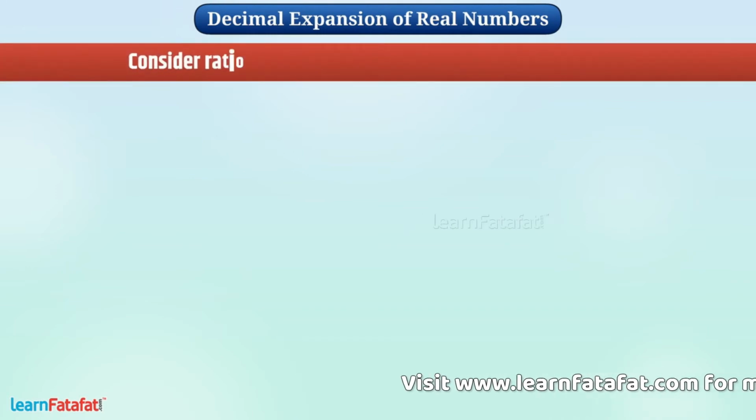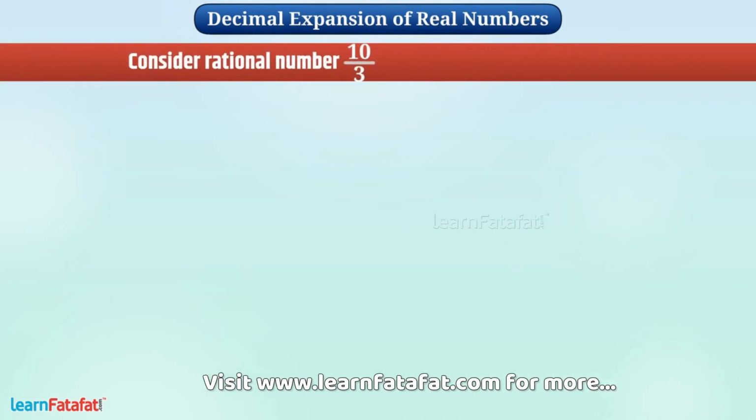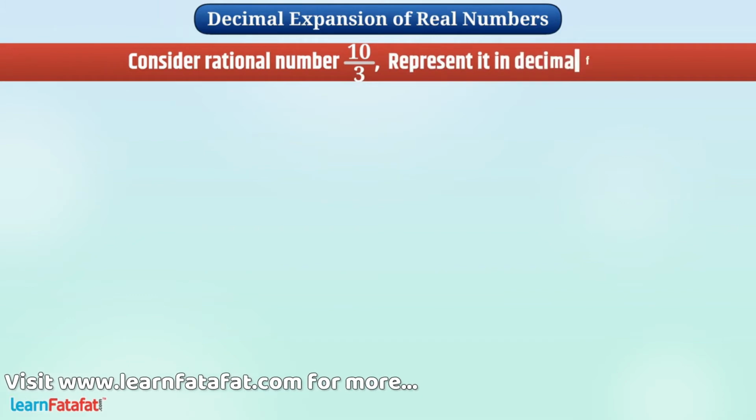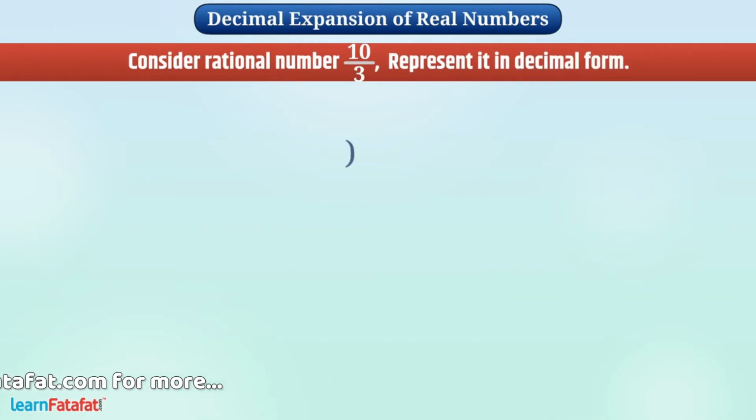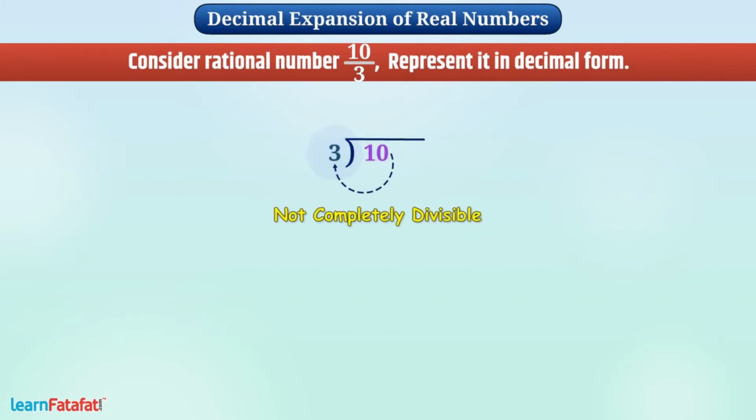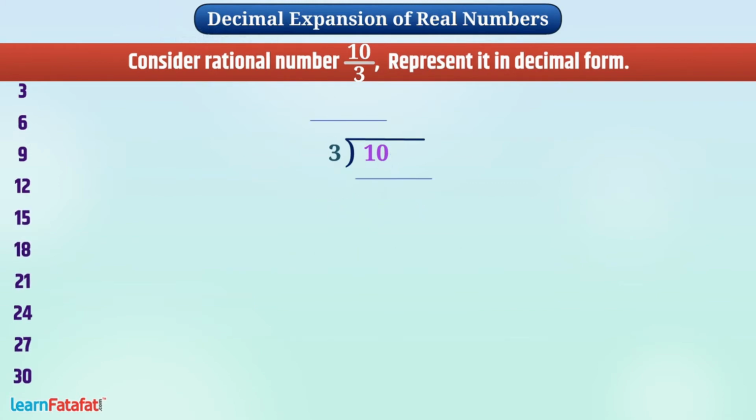Now, consider a rational number 10 by 3. Let's try to represent it in decimal form. For that, we divide 10 by 3. Here it is clear that 10 is not completely divisible by 3 as 10 is not a multiple of 3. If we divide 10 by 3, then we get quotient 3 and remainder 1.